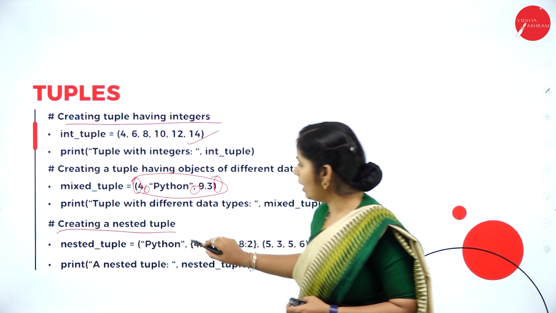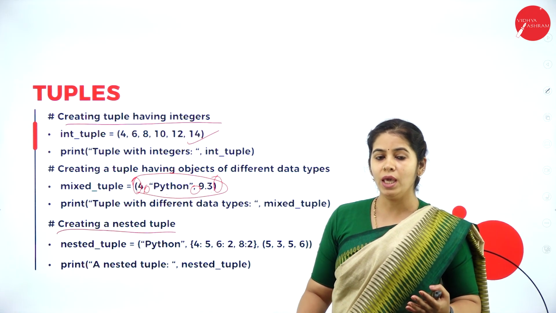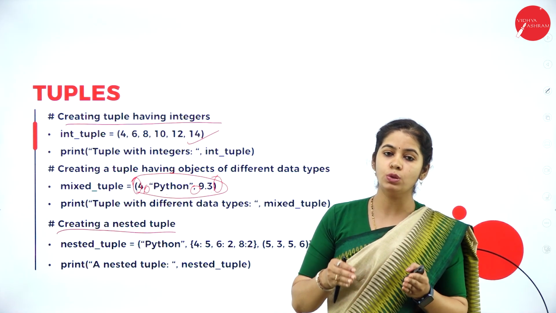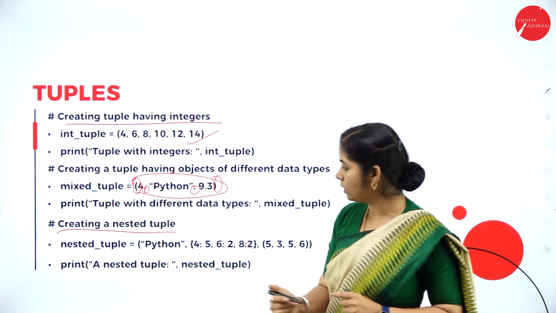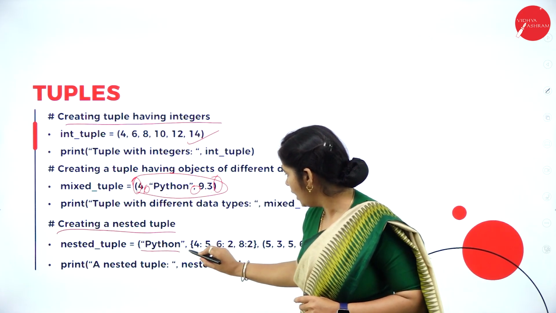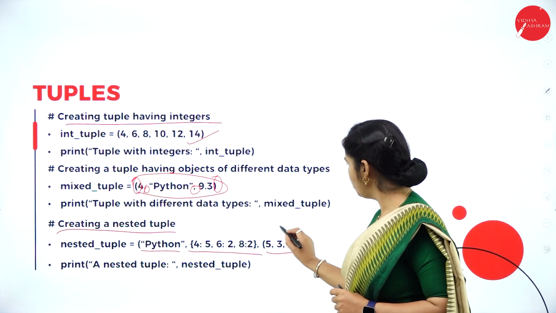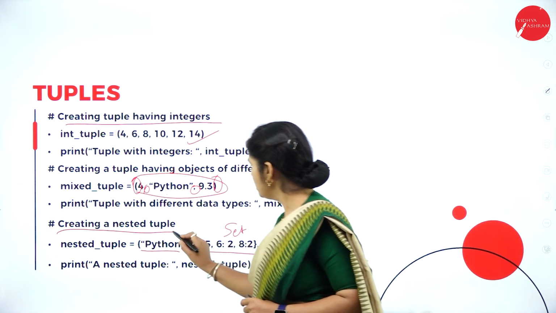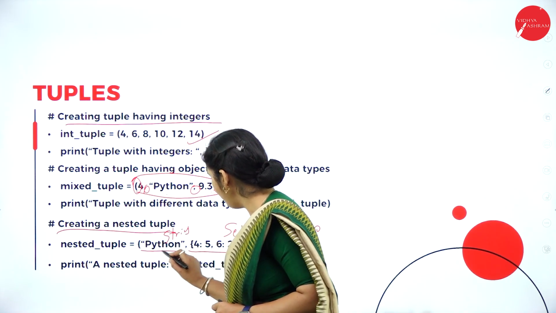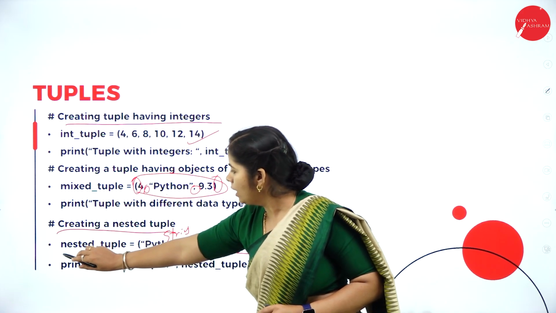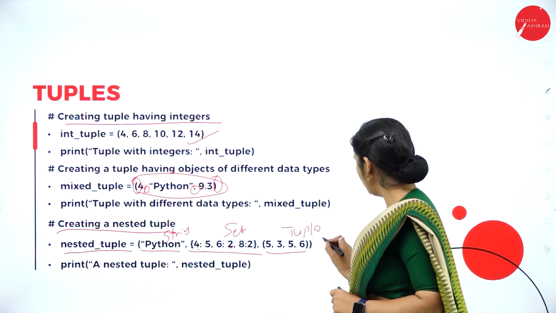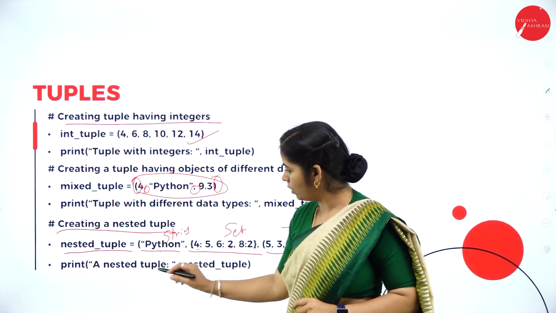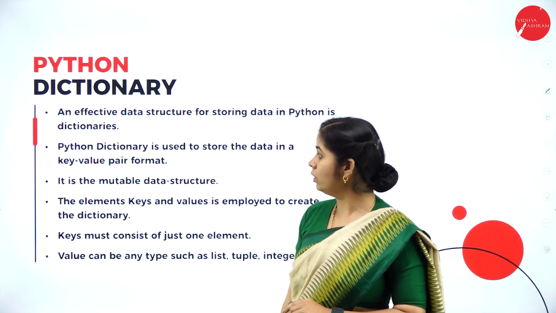It is allowed to have a nested tuple also. We can have a nested tuple by having the list within the tuple as one of the values or elements. Here you can see Python is a string, this is a set and this is a tuple. This is a set data type, tuple data type. This is a string data type. So, combining all these things, we can have a nested tuple also. Also, you can add the list here. Okay, it will be allowed. Okay, that is the examples for tuple.